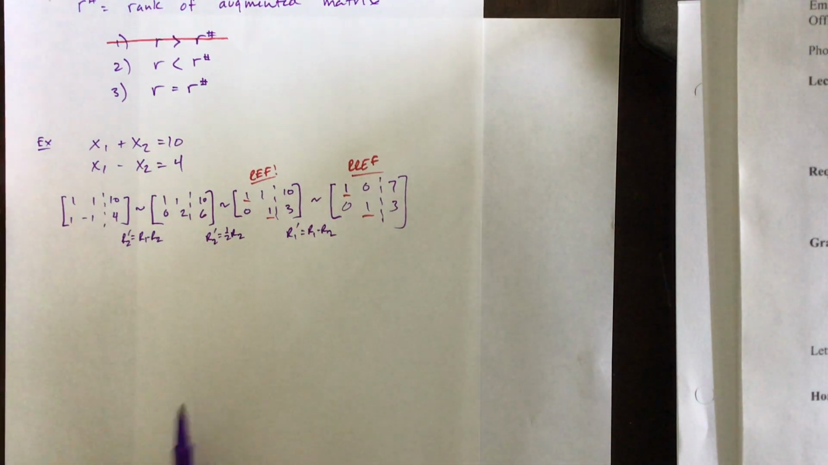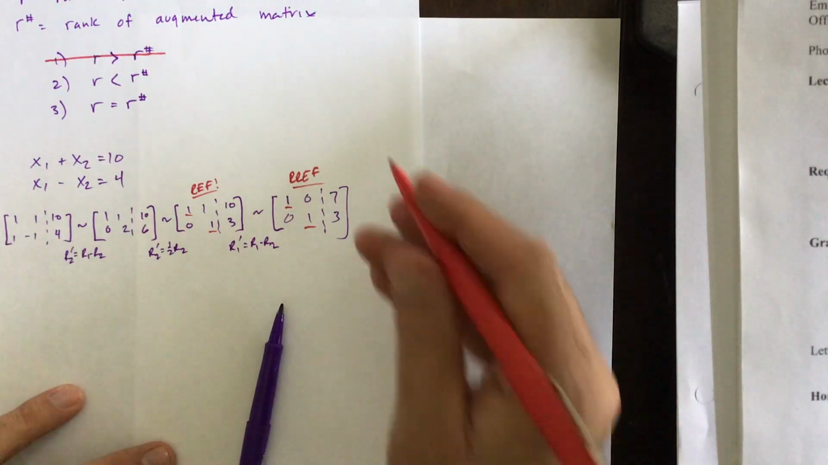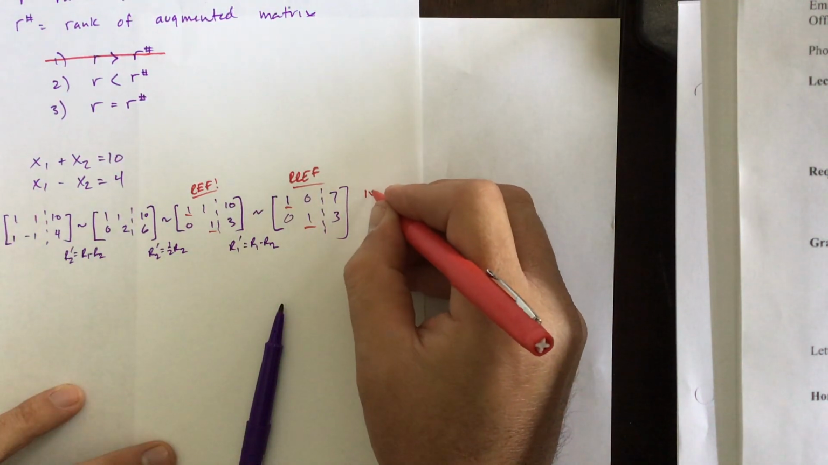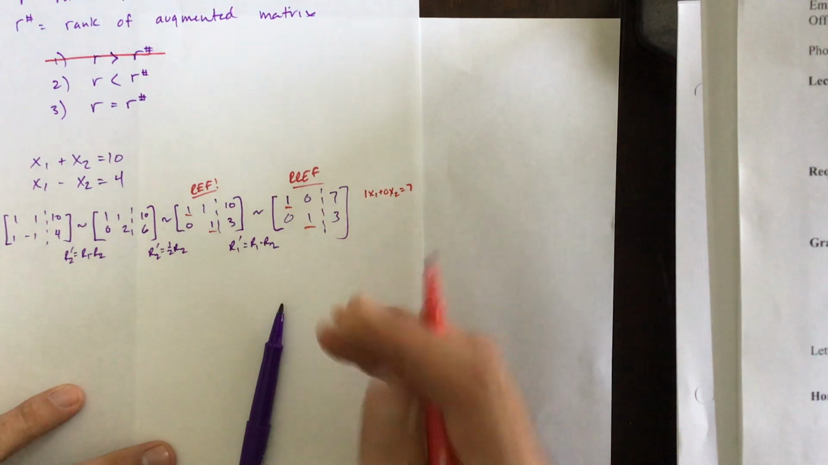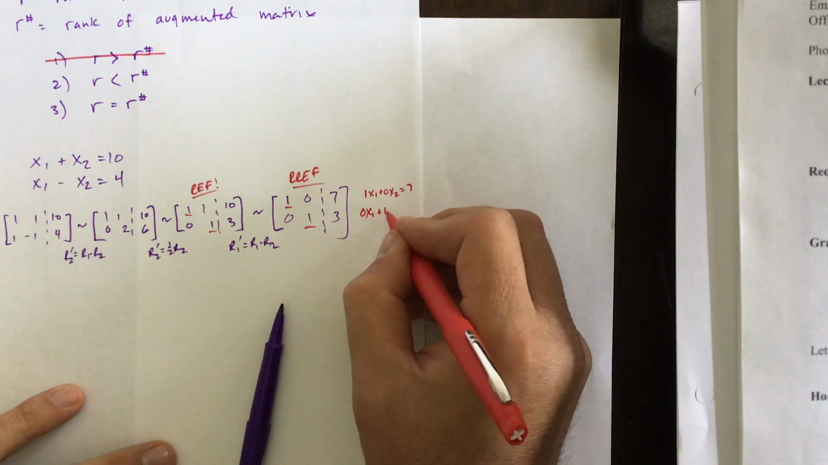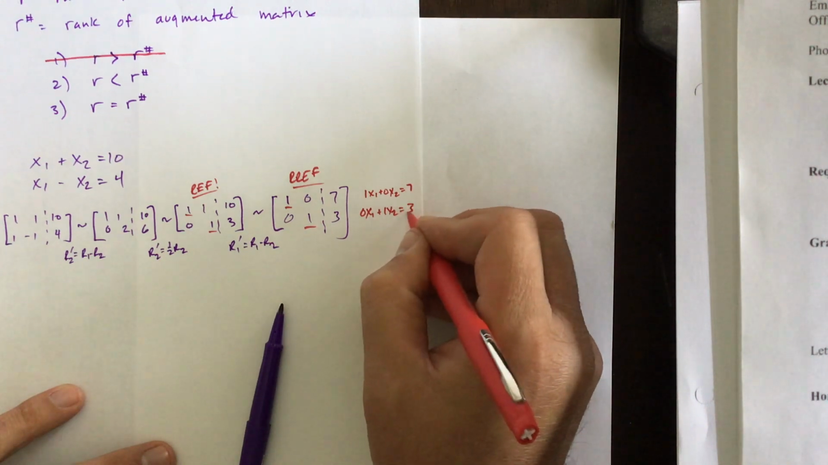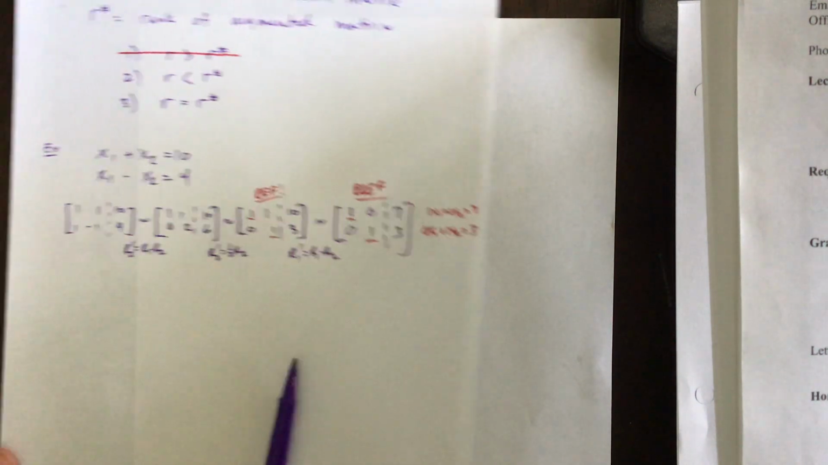And so you can easily see here this system of equations: 1x1 plus 0x2 equals 7, hence x1 equals 7. 0x1 plus 1x2 equals 3. And so your solutions are 7 and 3.